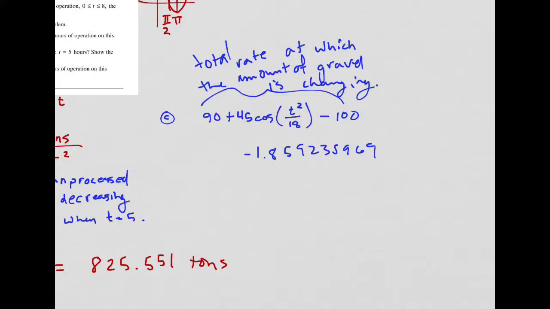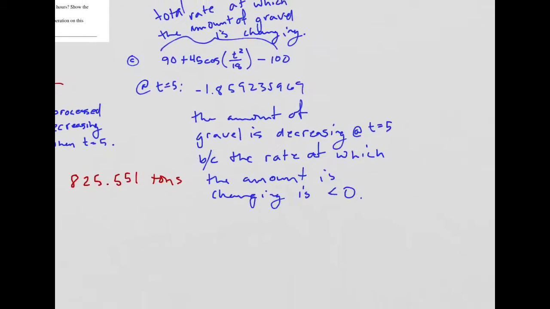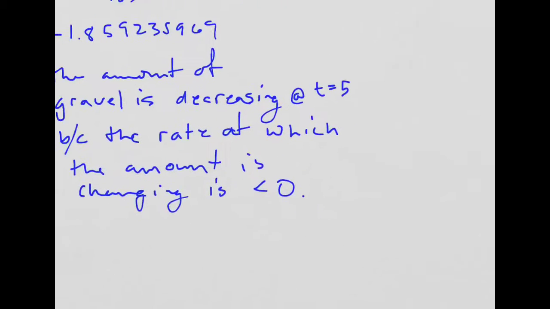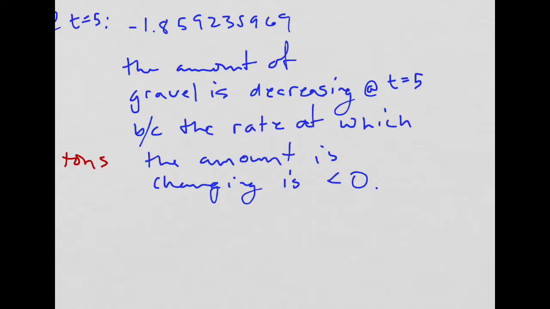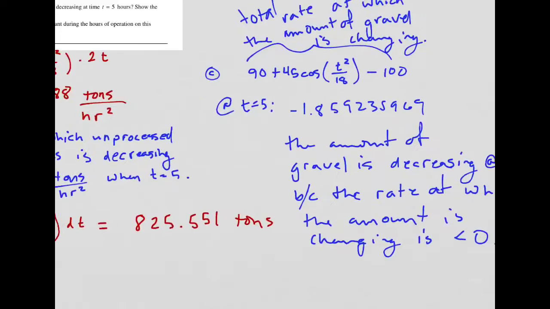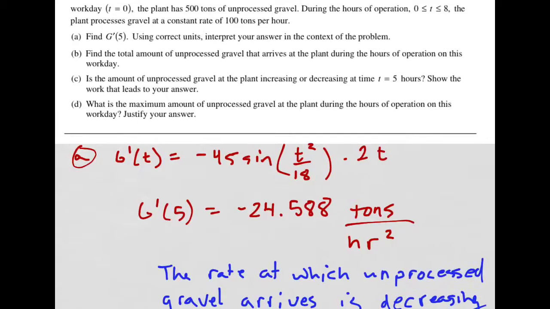So this is negative, which means the amount of gravel is decreasing, because the rate at which it's changing is negative. Again, the wording, the sentence that you write is very important. The amount of gravel is decreasing at t equals 5 because the rate at which the amount is changing is less than 0, negative. There we go. Part C, done. Part D. Man, this question is almost exactly like the problem that we did already.